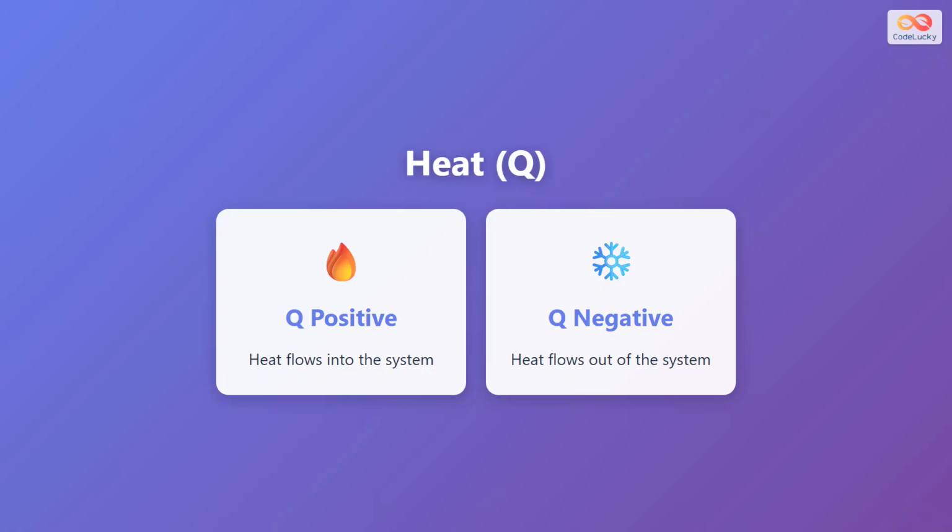Now let's talk about heat. Represented by the letter Q, heat is energy that transfers between a system and its surroundings due to a temperature difference. When Q is positive, it means heat flows into the system, adding energy to it. Think of heating water on a stove. When Q is negative, heat flows out of the system, taking energy away. This happens when you let hot coffee cool down to room temperature.